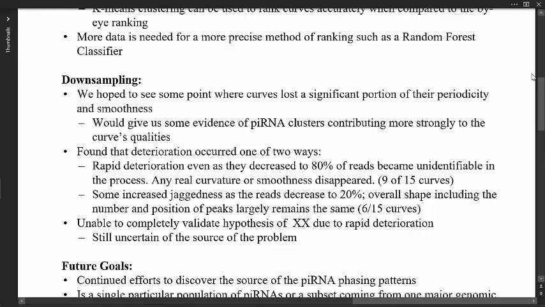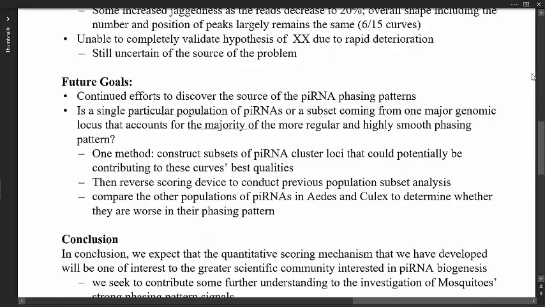And unfortunately, we were unable to completely validate the hypothesis of piRNAs or a subset coming from one major genomic locus due to the rapid deterioration that we mentioned with 9 out of the 15 curves. So we're still uncertain of the source of that problem, and that is something that we'll be looking into in the future. As far as future goals, we are hoping to continue to work to discover the source of the piRNA phasing patterns. And one of our driving questions is whether a single population of piRNAs or a subset coming from one major genomic locus accounts for most of the more highly regular, smooth phasing pattern.